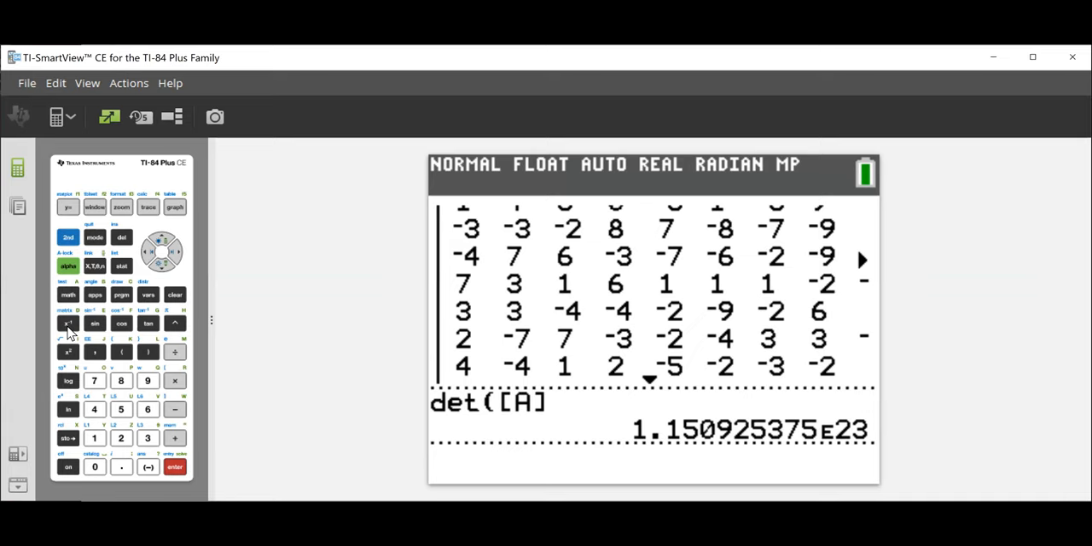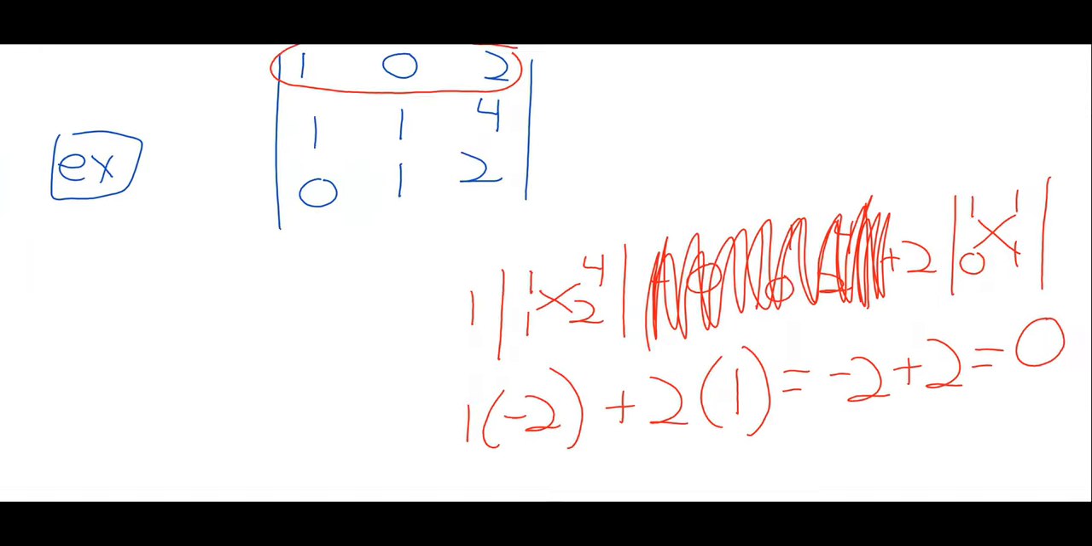And this, I think this is a very big determinant, like E23. So, I mean, this is not the determinant. This is the determinant heavily rounded. I think the calculator is able to do this because at some point it just starts heavily rounding everything and ignoring the finer details. That ended up being a bit of an aside.